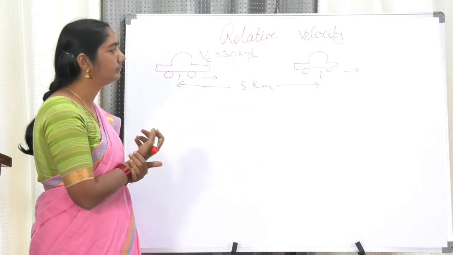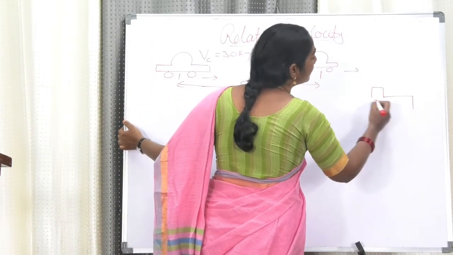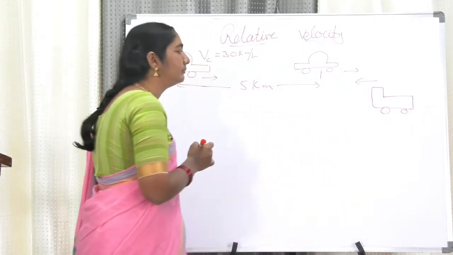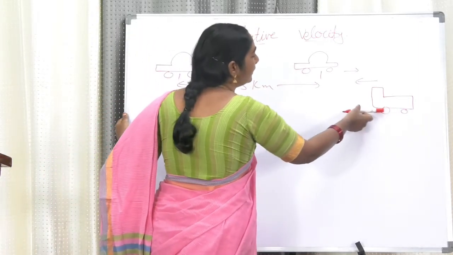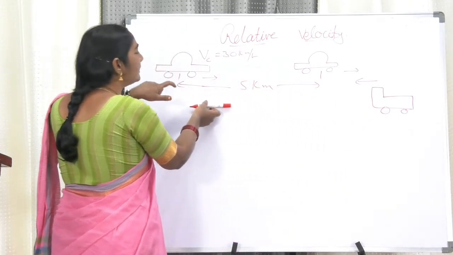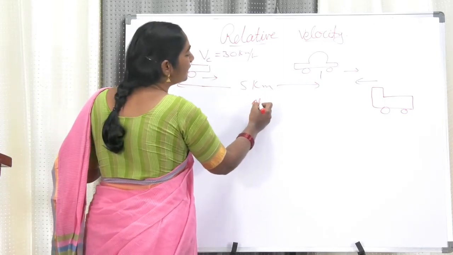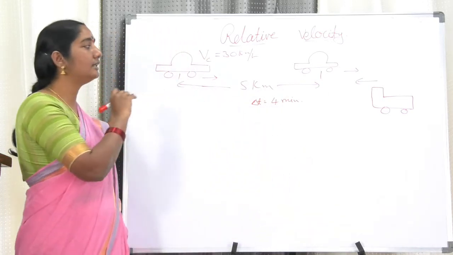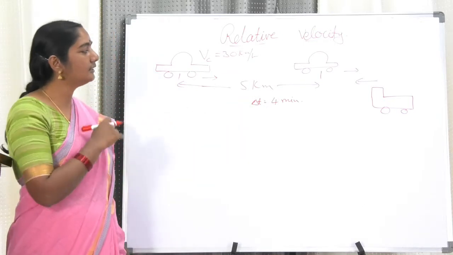A truck coming from the opposite direction meets these two cars at an interval of 4 minutes. So while it is coming, it meets the first car, and again it meets the second car. The gap between these two meetings, the change in time, is 4 minutes. So this truck is meeting these two cars at a time gap of 4 minutes. This is the information given.